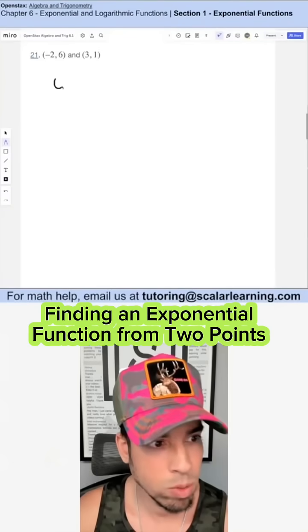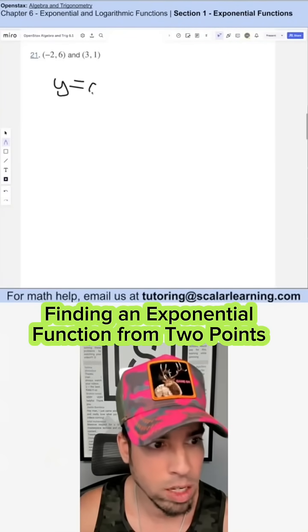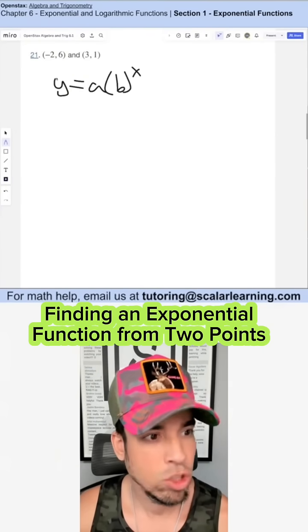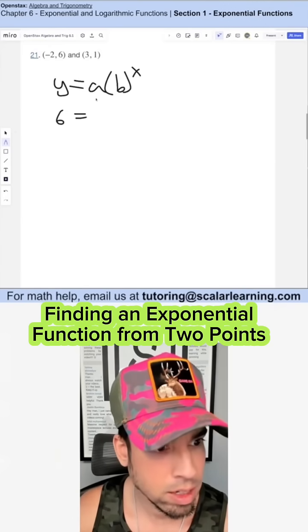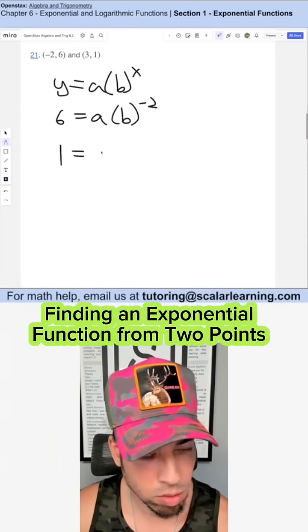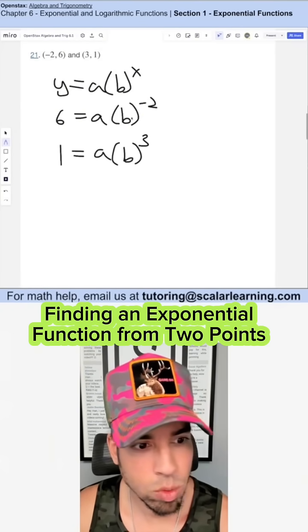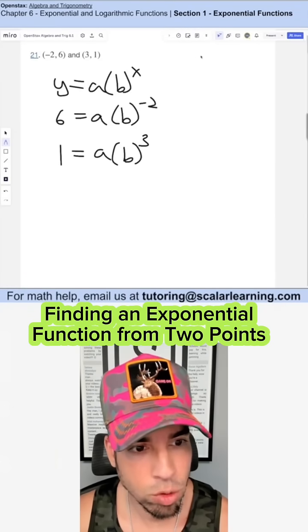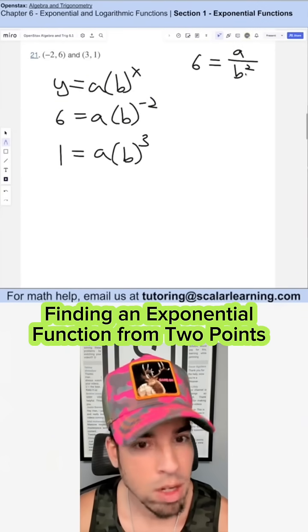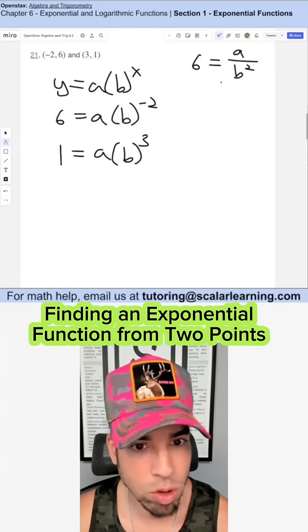So for this one, once again, we're going to start with that nice formatting of y equals a b to the x. And we got my first point, which is when y is 6, x is -2. And when y is 1, x is 3. So that means 6 equals a times b to the -2, which is the same as 6 equals a over b squared, because b squared with that -2 goes to the denominator.